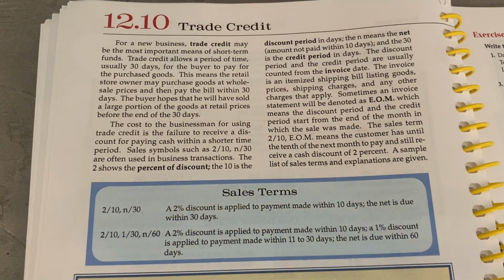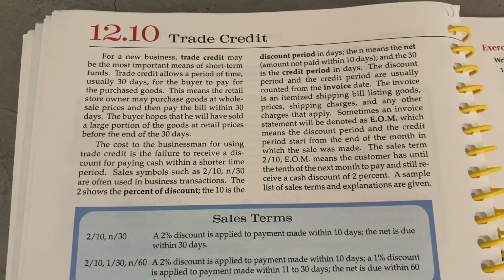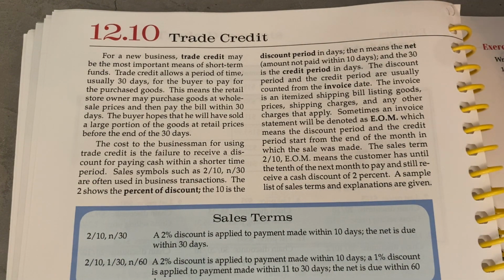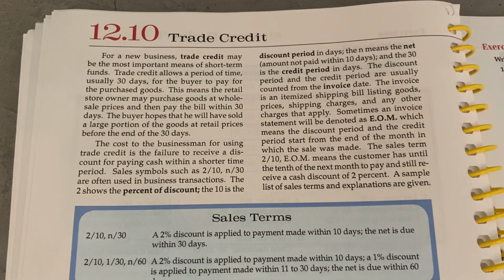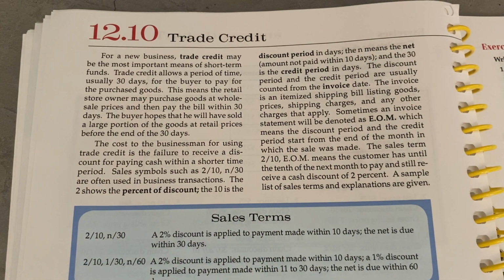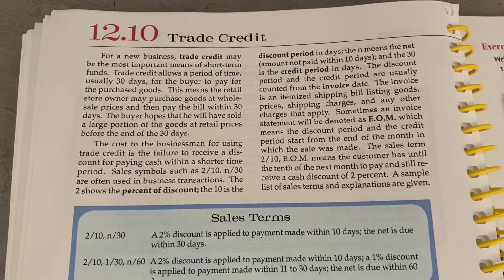So let's look, going on to the credit period, let's see, the invoice. What is the invoice? It's pretty important that you know what an invoice is, because we all get them. An invoice is basically the itemized shipping bill that's listing these goods. They send you the invoice and what you owe.